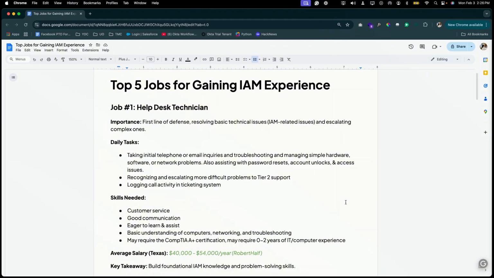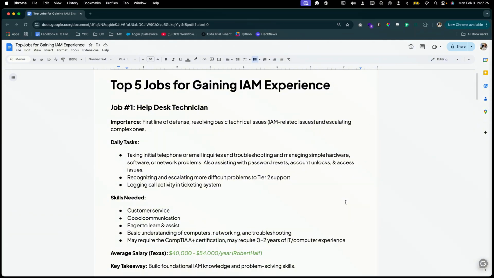This is the first line of defense, resolving basic technical issues that are IAM related, software, hardware related, and of course, escalating complex issues accordingly. Common tasks that you can expect on a help desk job are taking initial calls, emails, tickets, or even walk-ups from internal employees that need help troubleshooting, whether it be a simple hardware, software, or networking problem. You're the person that's going to help them. Of course, you're also going to assist with password resets, account unlocks, access issues, and modifications. You'll also recognize and escalate more difficult problems to tier two or other departments, depending on how your organization works. And then, of course, you're going to log all call activity in a ticketing system.